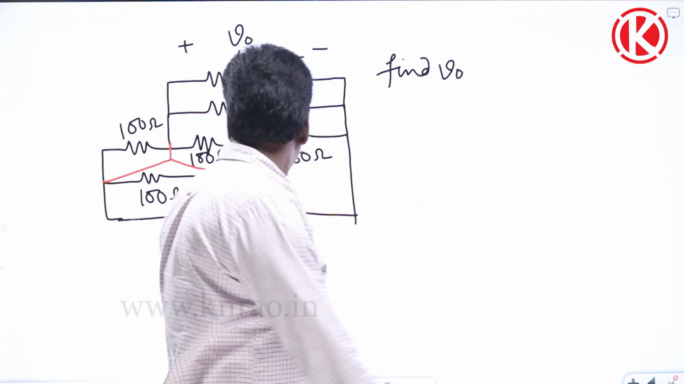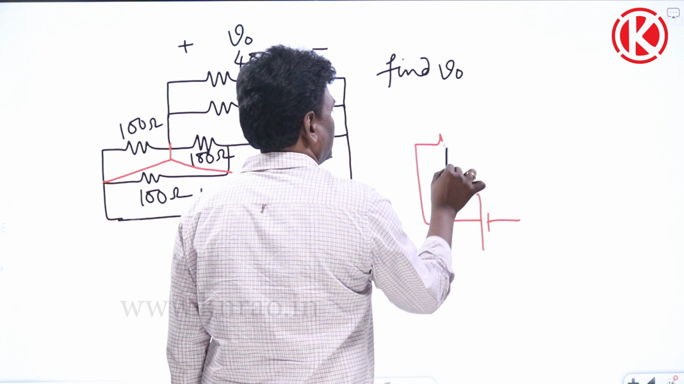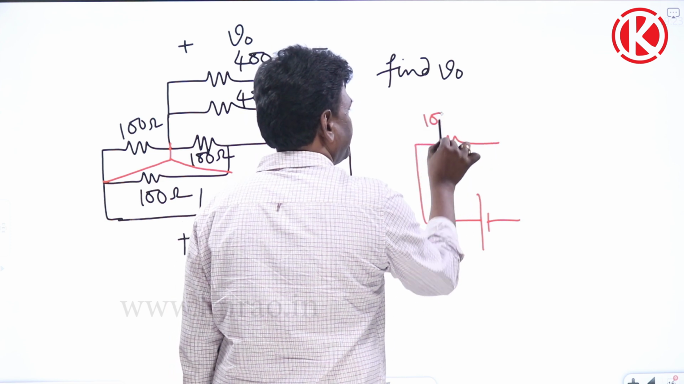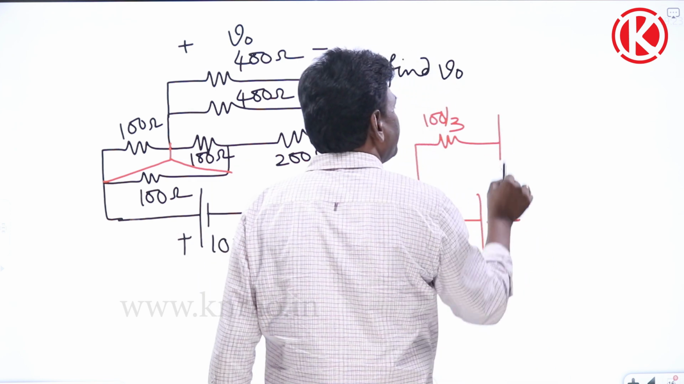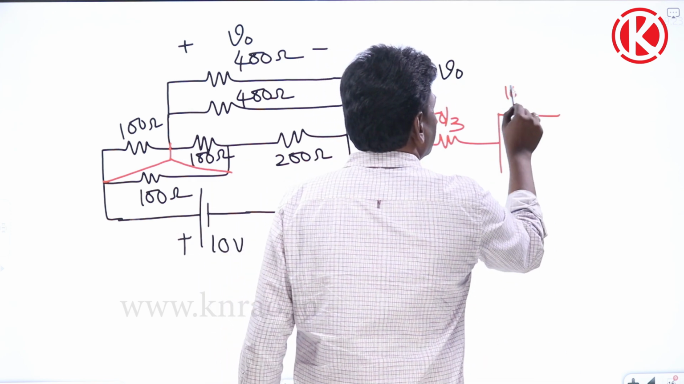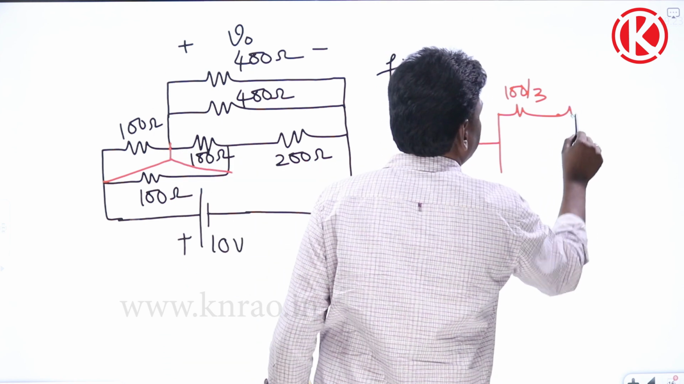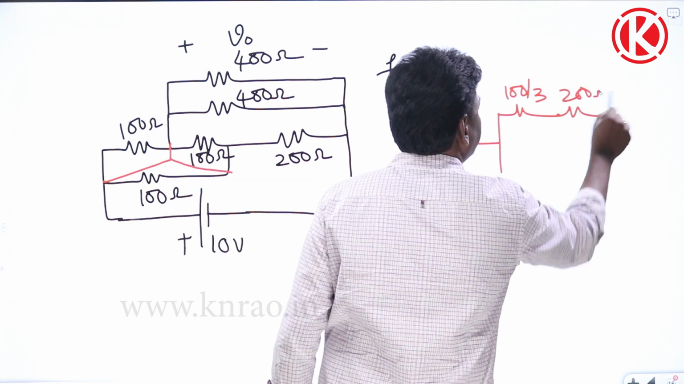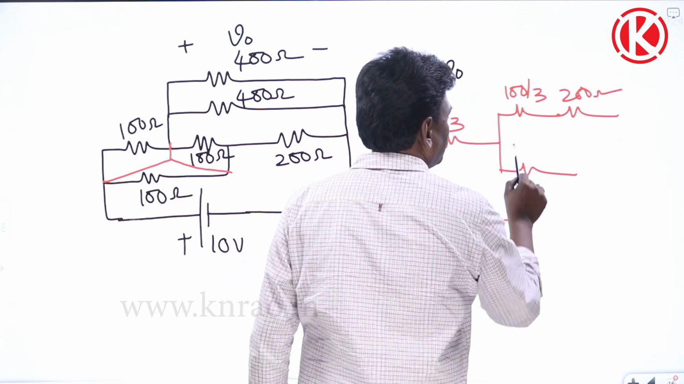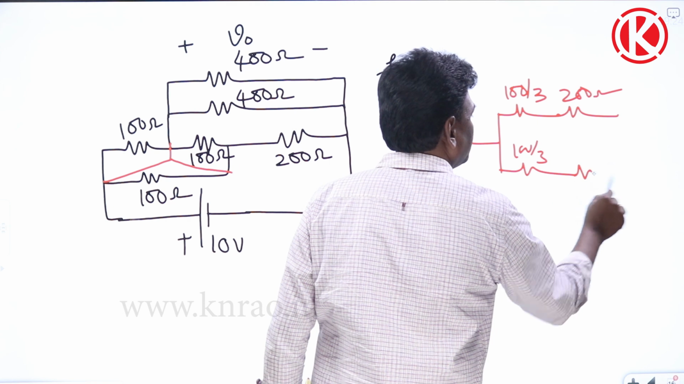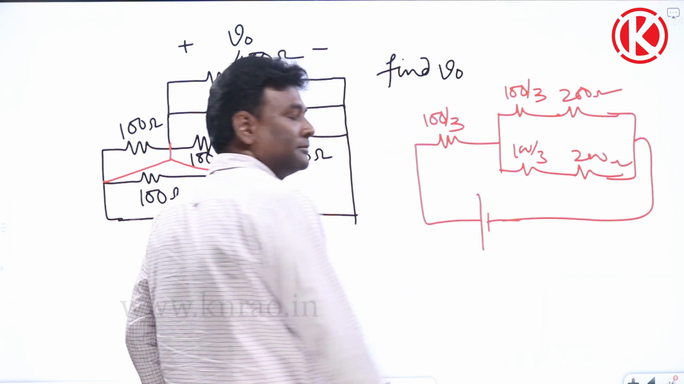Okay. Now, let us draw the equivalent circuit. This is 100 by 3, right? This 100 by 3, and after that 100 by 3, 100 by 3, 400, 400, 200, and after that this 100 by 3, 200. This 100 by 3, 200 volts. This is going to be the circuit.